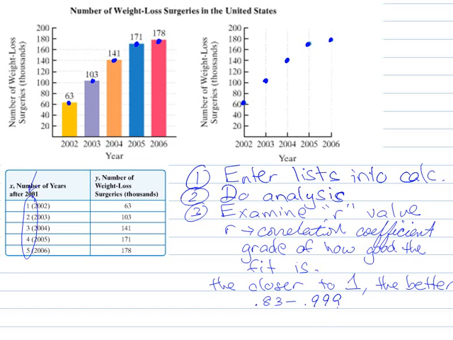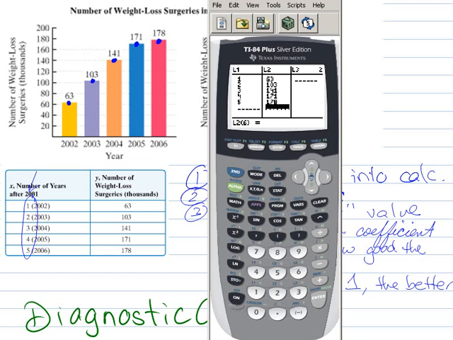and make you reasonably confident in your answer. But in order to get these R values, you have to turn something on in your calculator. Diagnostic on. I'll show you how to do that. Once you turn it on, it should be on forever and ever unless you clear out your calculator.